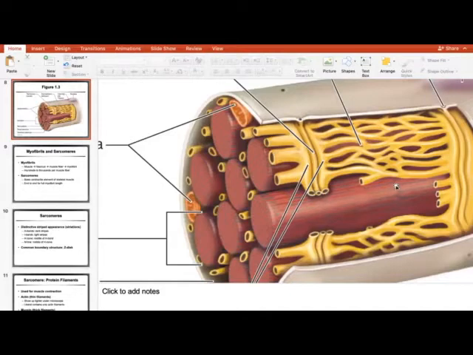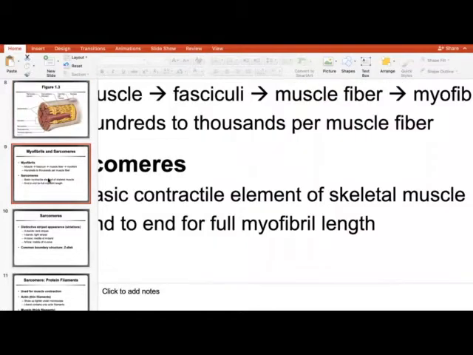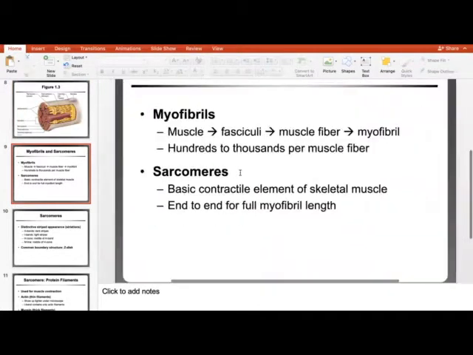Eventually, when there's a contraction, the actin and myosin are going to slide against each other, and it's going to fill up these gaps. But you'll notice there's another gap here, another gap here, and all the way down the muscle fiber there are these gaps. And when those gaps are reduced, that's pretty much what a muscle contraction is. So how are those gaps reduced? How does that happen? So that's what a sarcomere is. It's the basic contractile element of a skeletal muscle.